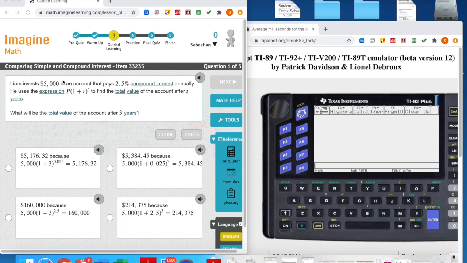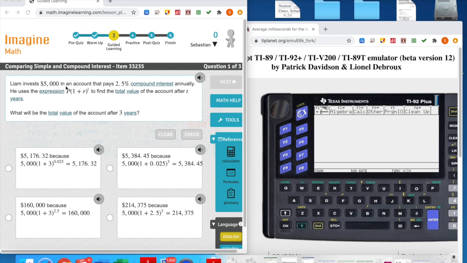and practice for comparing simple and compound interest. So I'm going to show you how we can solve these problems, and then you're going to hopefully take the post quiz by yourself and complete that. So we're going to look at number one.